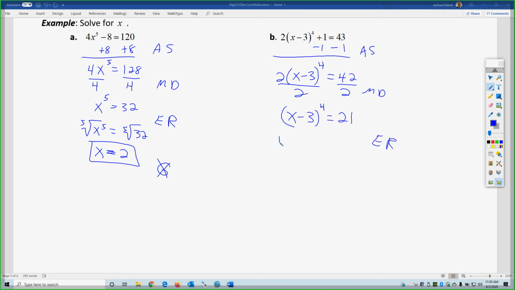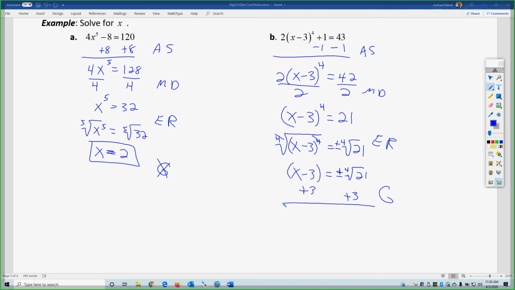Exponents and radicals, the 4th root of x minus 3 to the 4th equals the 4th root of 21. But this is an even root, so we need a plus or minus. So those cancel. I'm left with x minus 3 equals plus or minus the 4th root of 21. And then the grouping symbol says add 3. Well, 3 and 4th root of 21 are not like terms. Those cannot be added. So that is 3 plus or minus the 4th root of 21, which is 2 different answers. But that's fine. Okay, pause the video, try the student problems for yourself.